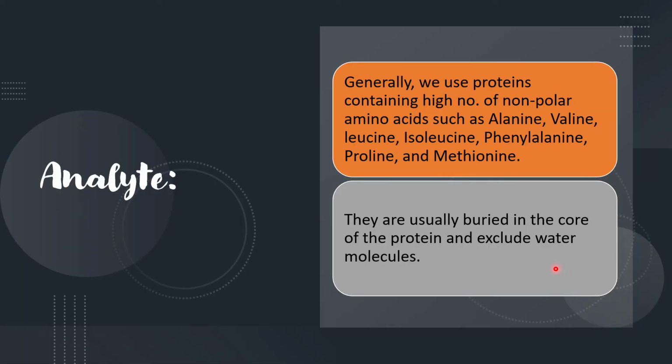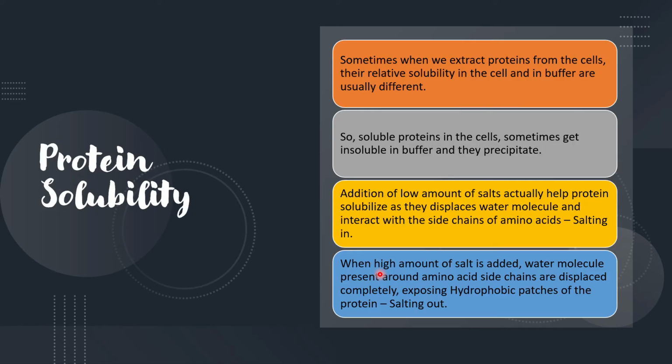What kind of analyte do we use in HIC chromatography? Generally we use proteins which contain a high number of nonpolar amino acids such as alanine, valine, leucine, isoleucine, phenylalanine, proline and methionine. This high abundance makes them useful for HIC chromatography. These amino acids are usually buried in the core of the protein and they exclude water molecules.